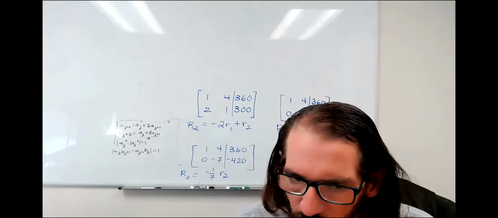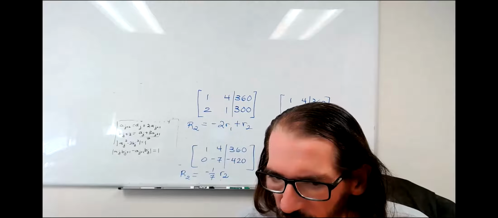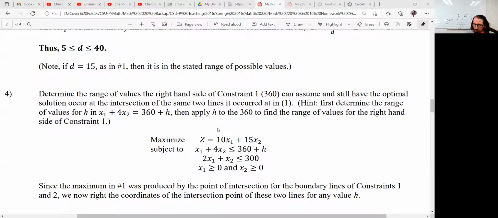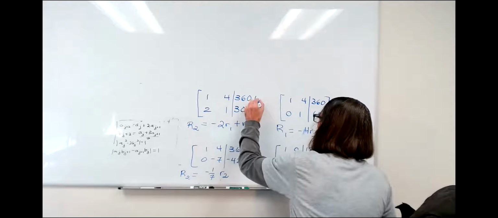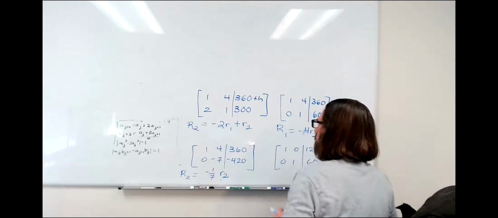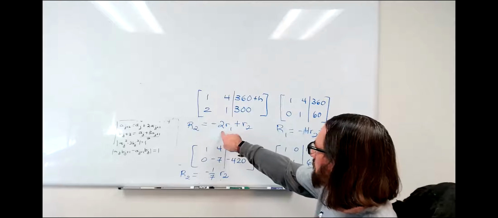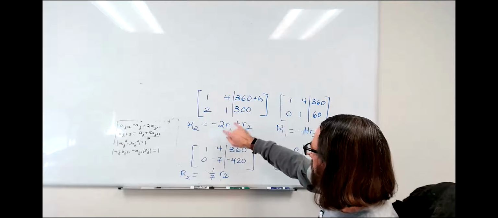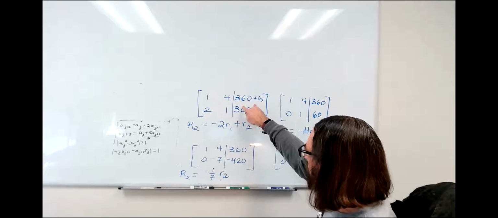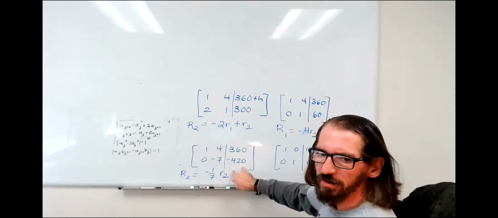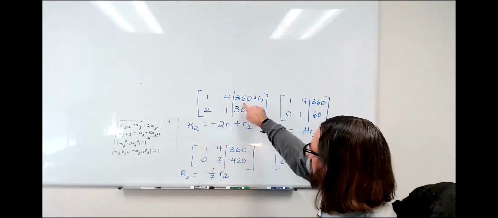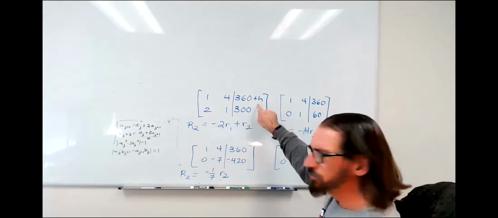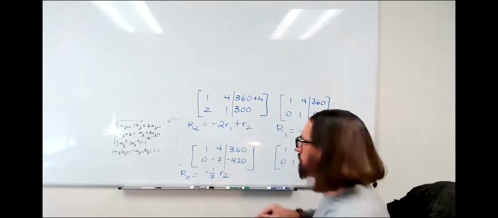So now what about this question of having that 360 plus h? Then we would have had, besides the -720 plus 300 added to get -420, we would have had -720 minus 2h added to 300.